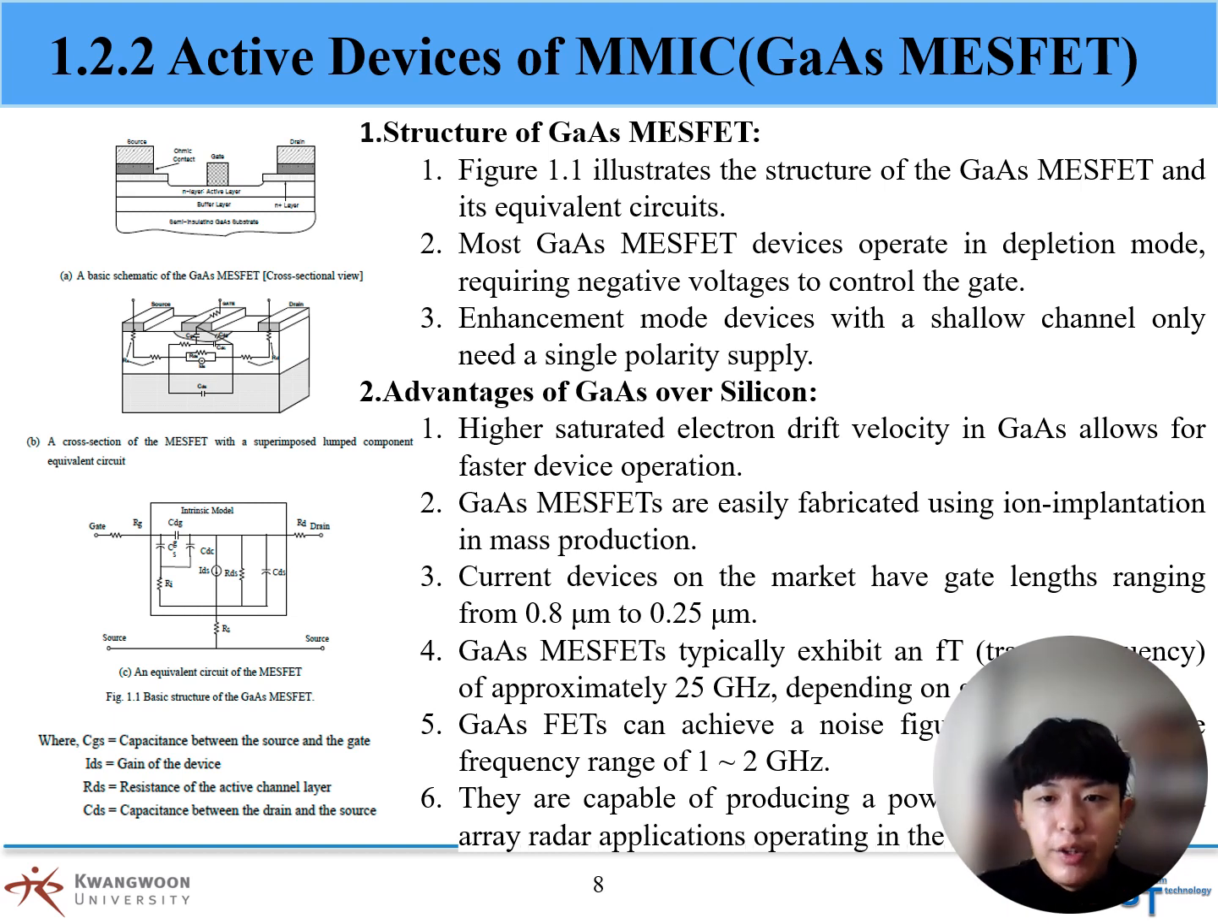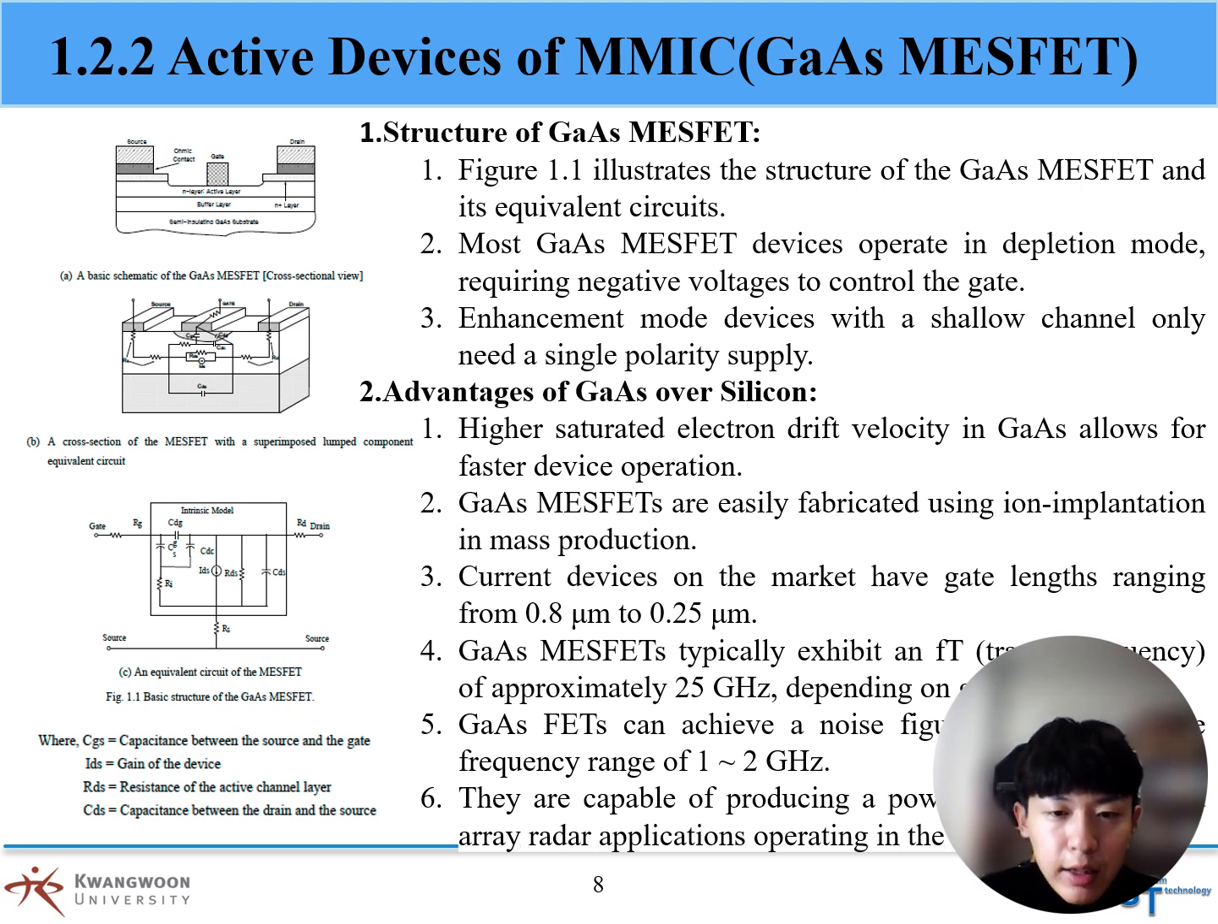First is the GaAs MESFET. Figure 1.1 illustrates the structure of the GaAs MESFET and its equivalent circuit. Most GaAs MESFET devices operated in depletion mode, requiring negative voltages to control the gate. Enhancement mode devices with a shallow channel only need a single polarity supply, and higher saturation electron drift velocity in GaAs allows for faster device operation.